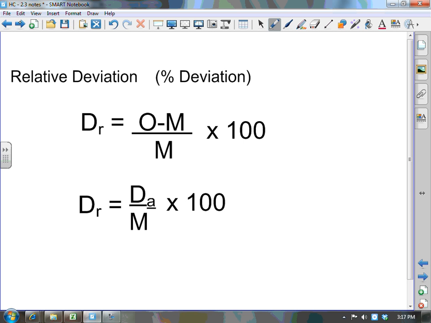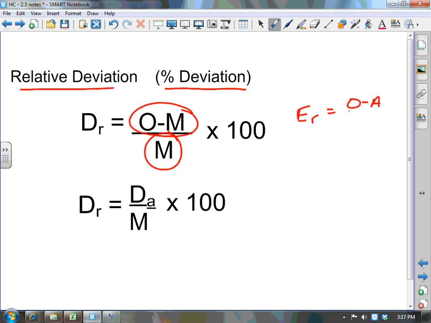What do we do here? As you can see, very similar, relative deviation or percent deviation, very similar to relative error, percent error. It is, again, the difference between your measurement and the mean divided by the mean times 100. If you remember, relative error, percent error was O minus A divided by A times 100. Well, here it's O minus M divided by M times 100. Relative deviation, again, can be written dA divided by M times 100.